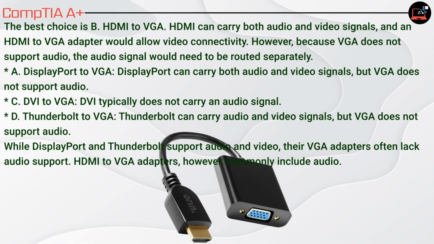A, DisplayPort to VGA. DisplayPort can carry both audio and video signals, but VGA does not support audio. C, DVI to VGA. DVI typically does not carry an audio signal. D, Thunderbolt to VGA. Thunderbolt can carry audio and video signals, but VGA does not support audio. While DisplayPort and Thunderbolt support audio and video, their VGA adapters often lack audio support. HDMI to VGA adapters, however, commonly include audio.